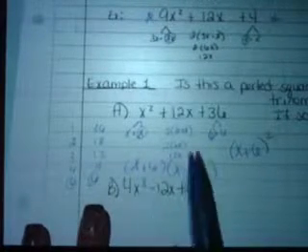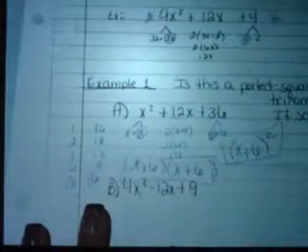Another way to write x plus 6 times x plus 6 is x plus 6 squared. So either way we're going to factor and get the same thing. It's just showing you a pattern to see if there's a pattern.